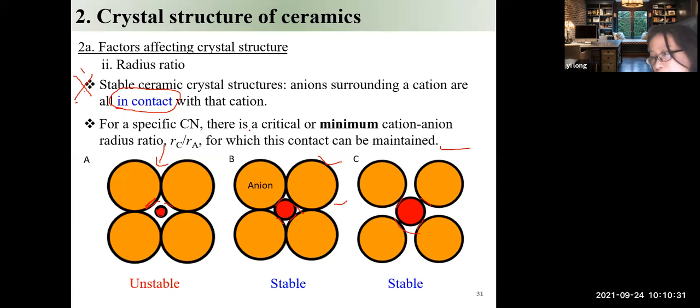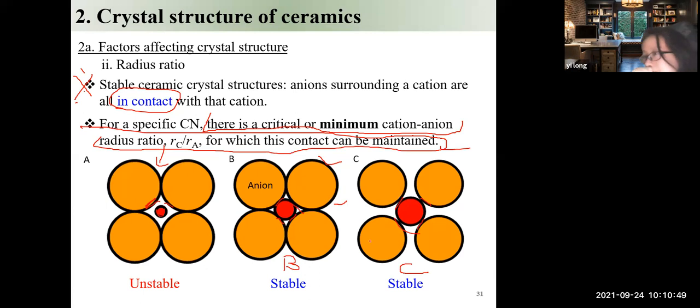So now, the minimal cation-anion ratio. There's a super important concept here, which is that there is a critical or minimal cation and anion ratio for which this contact has to be maintained. So what does this mean? Which one is a minimum case, B or C? For a specific coordination number, like B and C, the coordination number is what? Both of them are 4, right? But which one gives you the minimal cation and anion ratio, B or C?